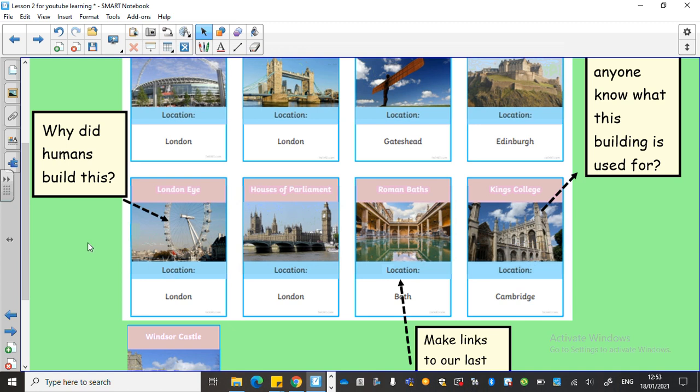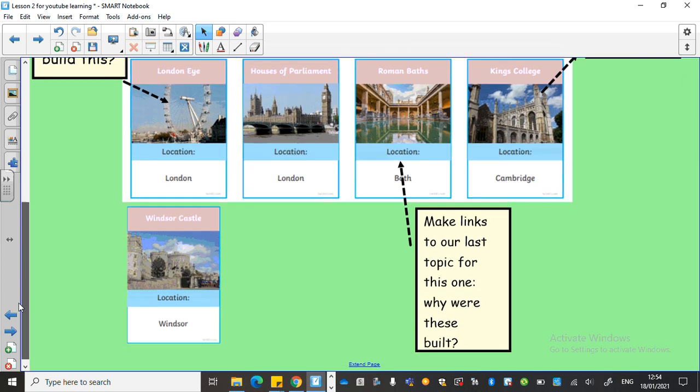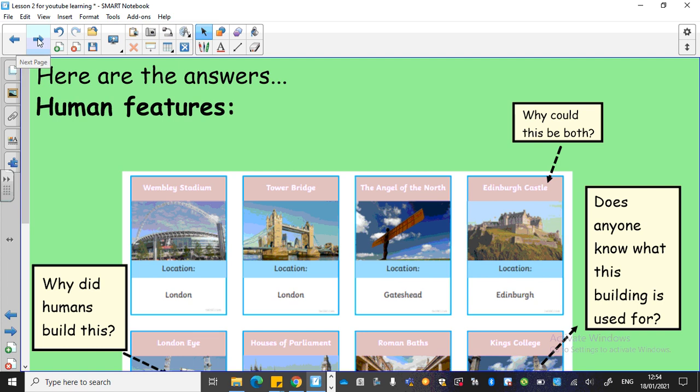The London Eye. Why did you think humans built the London Eye? Well, it was built for economic purposes. It's a tourist attraction. It brings more people into London, and obviously when people go on it, they pay, and that gets some money into London. So that's why humans have built that one. And this one here, the Roman Baths, make links to our last topic for this one. Why were they built? Well, they were built for people to bathe in, for recreational use, to go and enjoy themselves. So those were our human features.